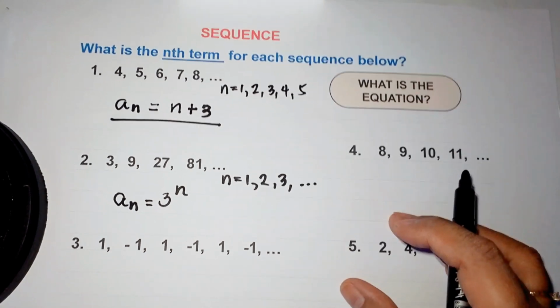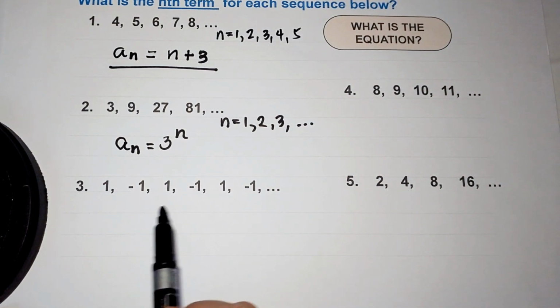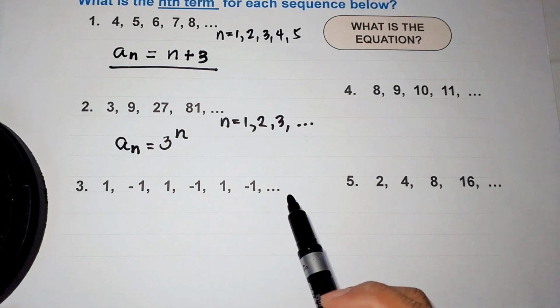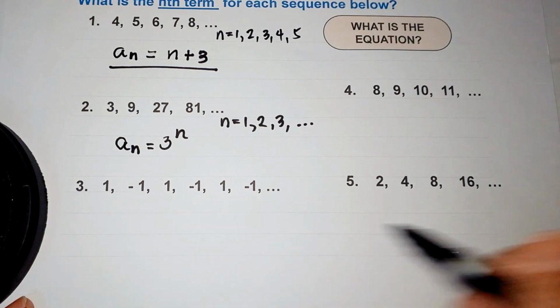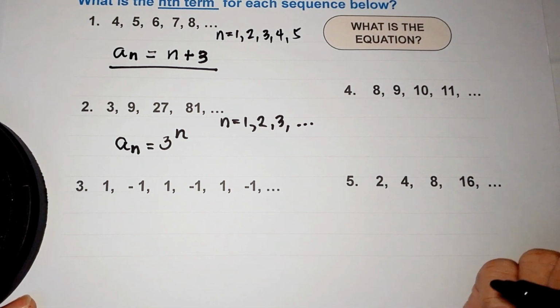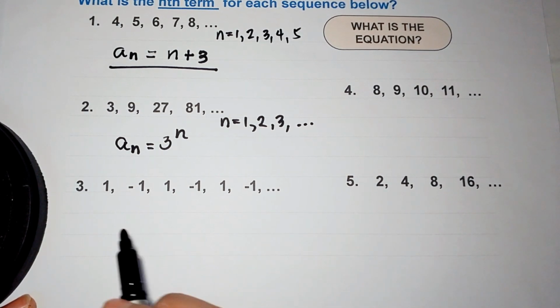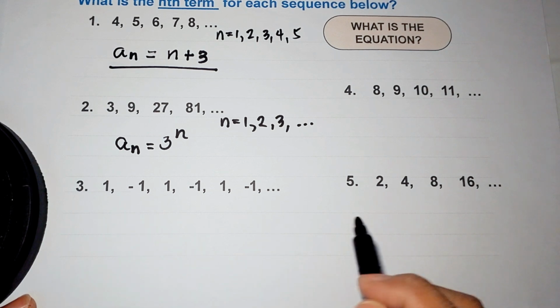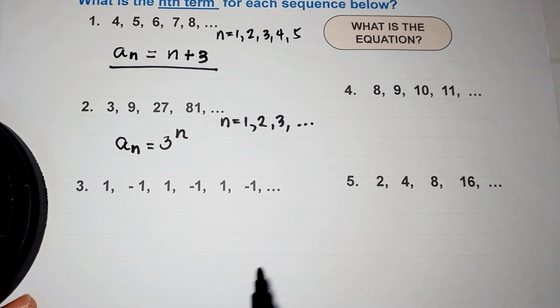For number 3, we have 1, negative 1, 1, negative 1, 1, negative 1. The number 1 is not changing except for its positive and negative sign, which go alternately. If we have a base, for example, of positive 1, it's not that easy to give it a result of negative 1. But if we start with a negative 1 and then give this negative 1 certain powers, then we will arrive at positive 1.